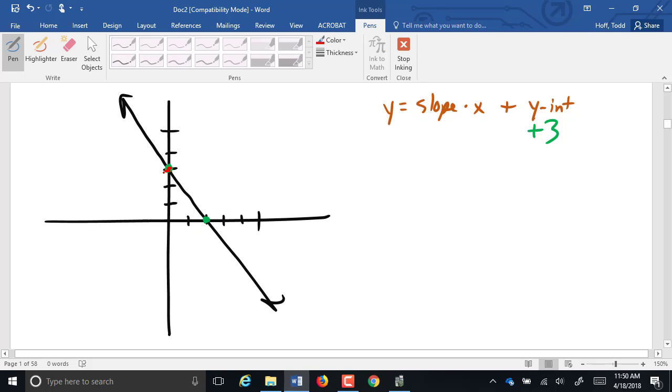And we're going to have to go down 1, 2, 3 units. That's a negative 3 rise. Then we run over 1, 2. So the slope is a negative 3 over 2. So the equation here, y equals slope times x becomes negative 3 over 2 times x. Y-intercept's a positive 3, so it's plus 3.